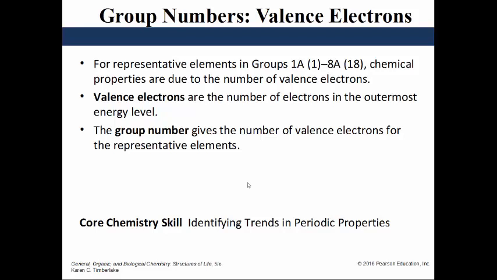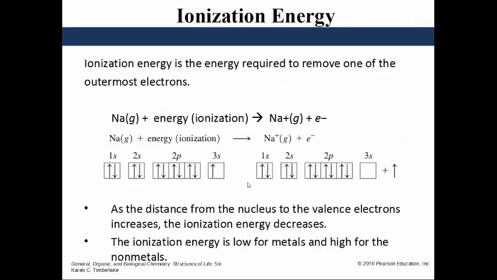Just knowing what the group number is can tell you right away, without having to draw the orbital diagrams, how many electrons there would be in the outermost shell and how many they are able to lose or gain. For an element to lose one of its outermost electrons, that takes a certain type of energy. And that energy is called ionization energy.